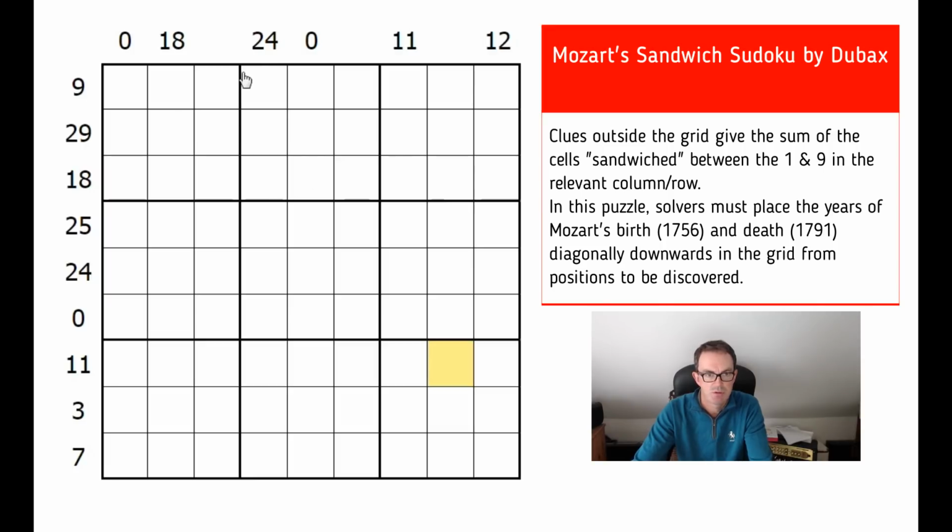So Sandwich Sudoku, remember what these numbers outside the grid are telling us is the sum of the cells sandwiched between the 1 and the 9 in each of the rows and columns. So, right, the first place I'll look is this 29.